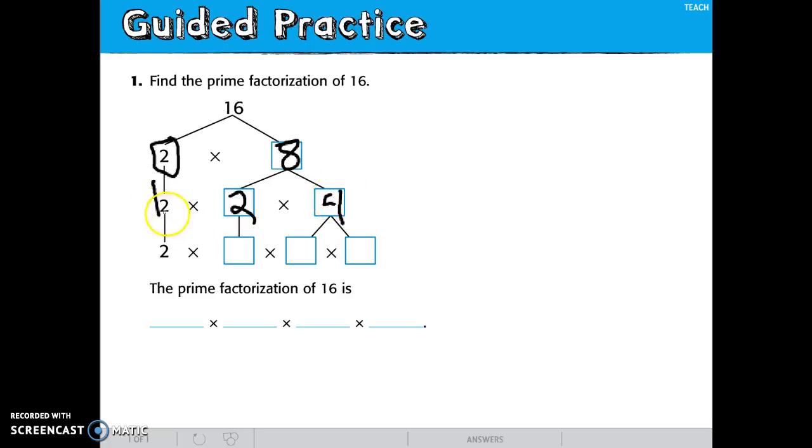So now I have 2 times 2 times 4. This 2 is prime, so we're going to bring it straight down, and we're left with factoring the 4. Well, we know that 2 times 2 is 4. So the prime factorization of 16 is 2 times 2 times 2 times 2.